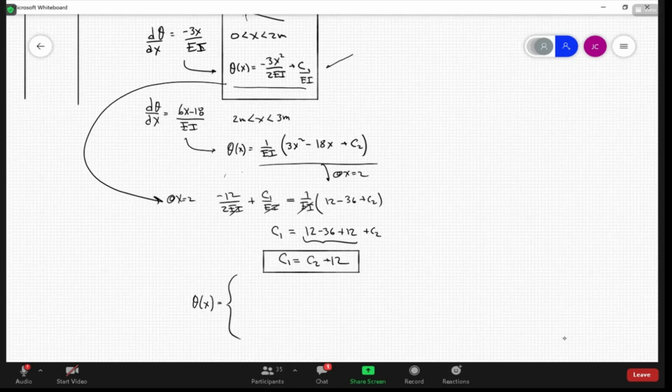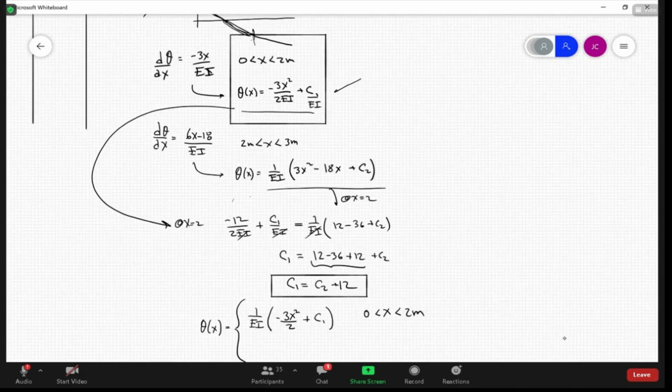It's going to be 1 over EI times minus 3x squared on 2 plus C1, which I still don't know. And that's from 0 to 2 meters, okay? Then from 2 to 3 meters, we're going to use the second relationship.